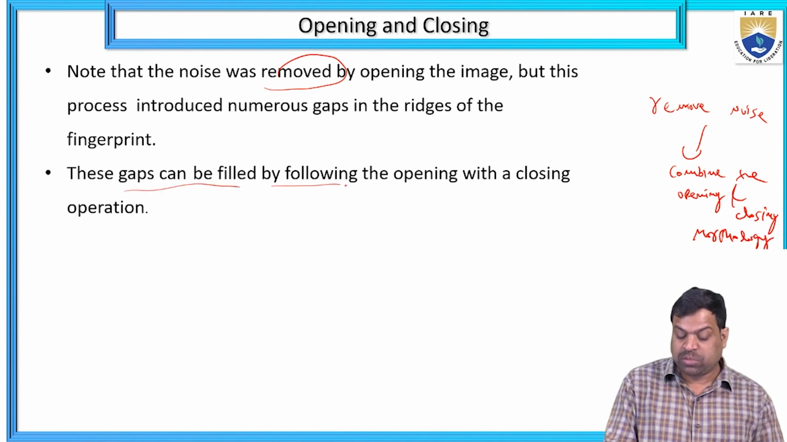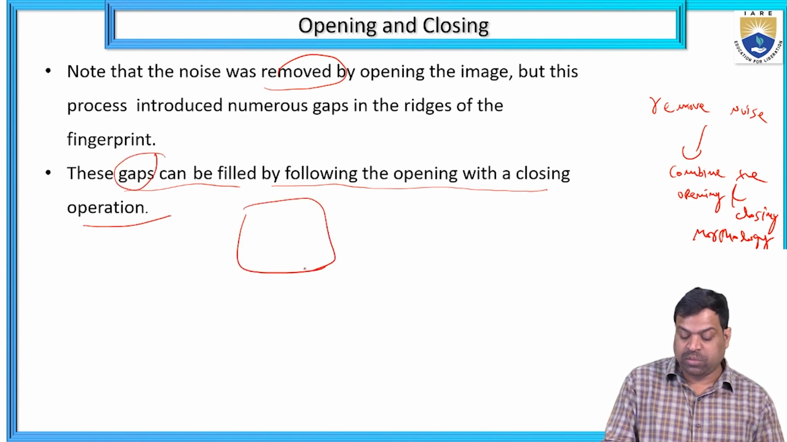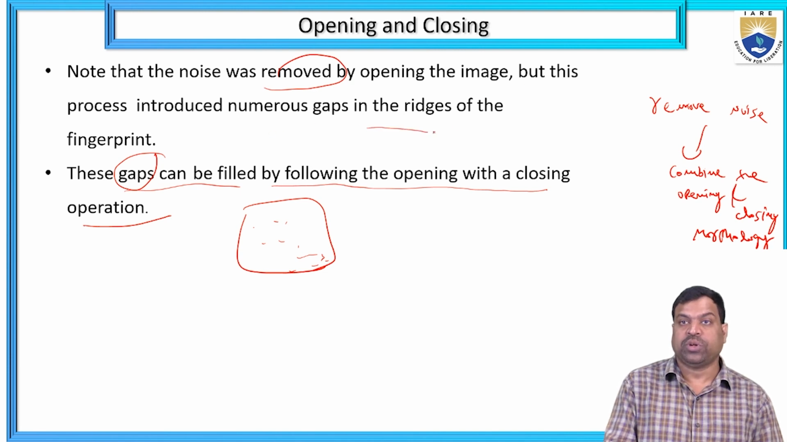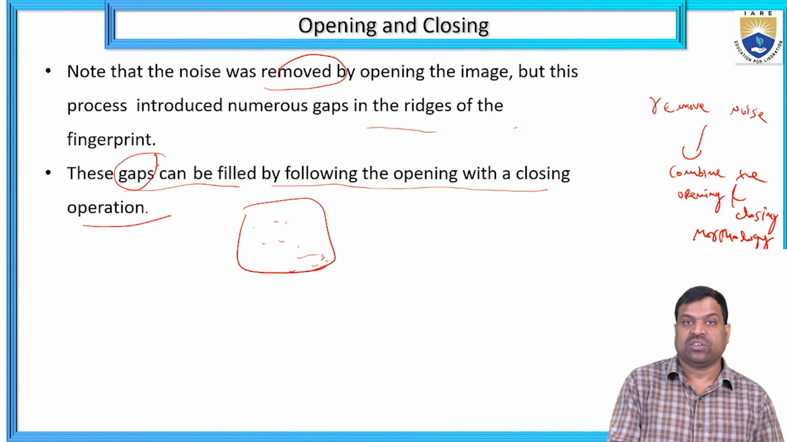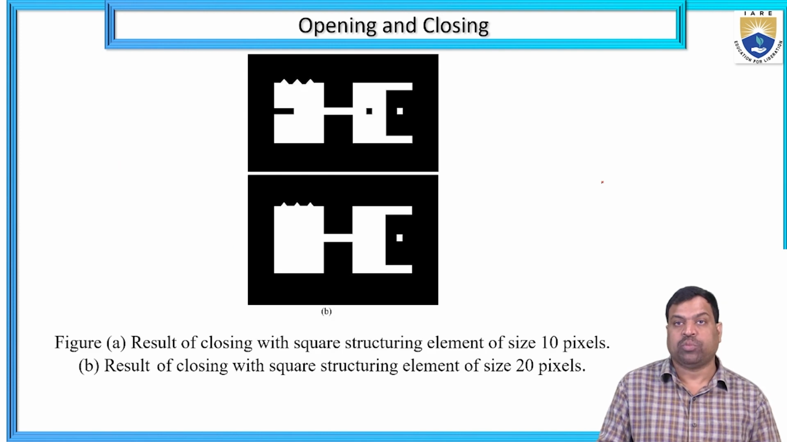So these gaps can be filled by the following opening with closing operations. What are the gaps between the images? In these images we are performing the opening with closing operation. The noise is removed with the opening of the image, but this process introduces numerous gaps in the ridges of fingerprints, so these ridges can be removed. These gaps are filled by the following opening and closing operation.